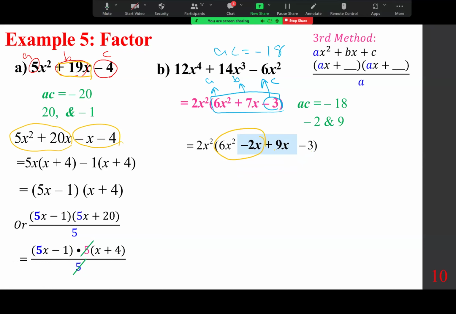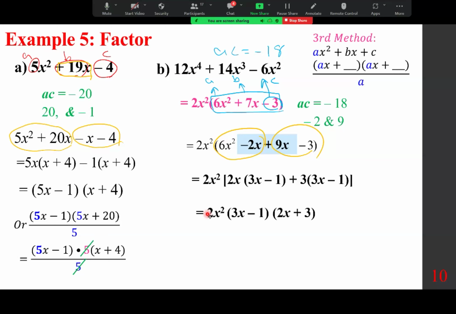Now, these two and these two, we factor them in the following manner. This one remains. Between these two, 2x is in common, so 3x minus 1. Between these two, number 3 is in common, and again, 3x minus 1. So inside the brackets, we get 3x minus 1 times 2x plus 3, and this remains. We are done.